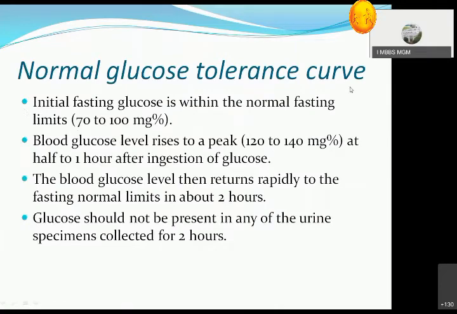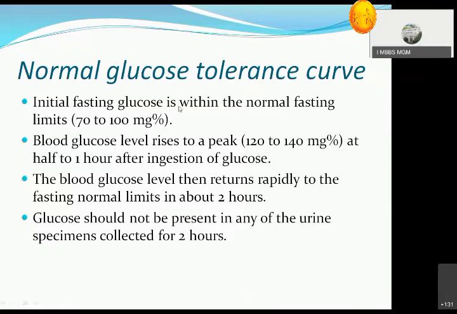Normal glucose tolerance curve. In this, initial fasting glucose is within the normal fasting level. It is 70 to 100 milligram percent. Blood glucose level rises to a peak, that is up to 120 to 140 milligram percent at half to 1 hour after ingestion of glucose. The blood glucose level then returns rapidly to the fasting normal limit in about 2 hours. Glucose should not be present in any of the urine specimens collected for 2 hours.